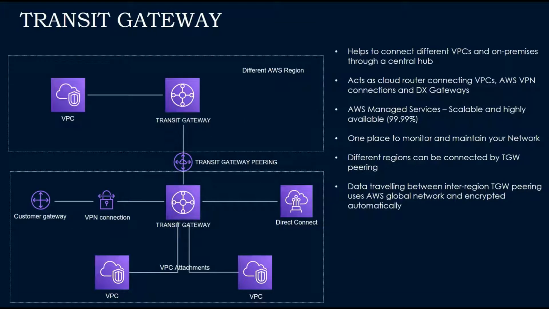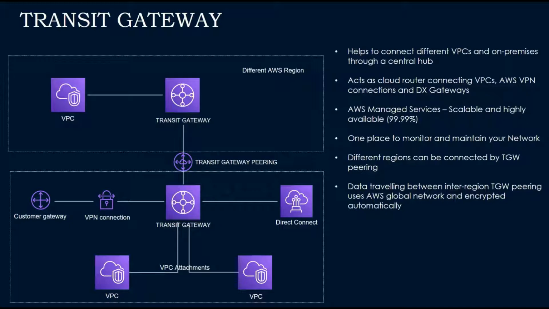To avoid this complexity, AWS introduced Transit Gateway. Transit Gateway is a central hub which helps to connect different VPCs and the on-prem data center through VPN connection and Direct Connect, and acts as a cloud router between them. If you want to add any new VPC, it used to be added as a VPC peering, which is more complex. Now it can be easily connected to the Transit Gateway, which is highly scalable and highly available, and it is one place to monitor and maintain your network.